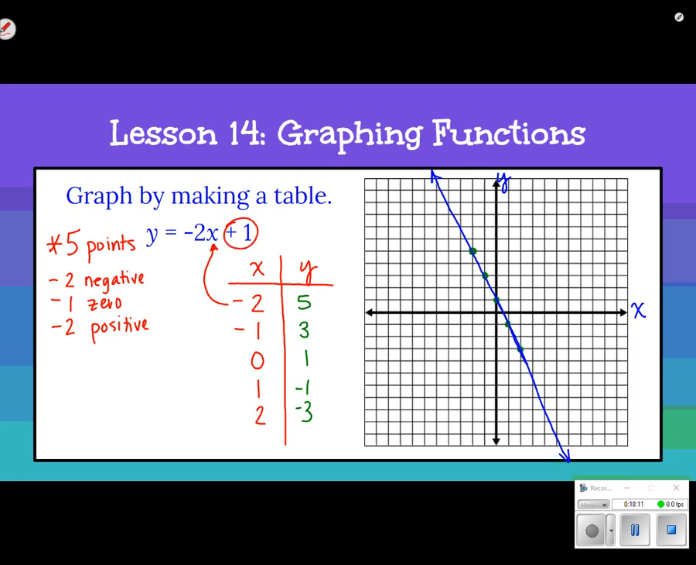Now, for those of you that know slope-intercept form, your y-intercept is 1. So look there, it's crossing the y-axis at 1. It's got a slope of negative 2, so we're going down 2, right 1, down 2, right 1. So our line is looking good.